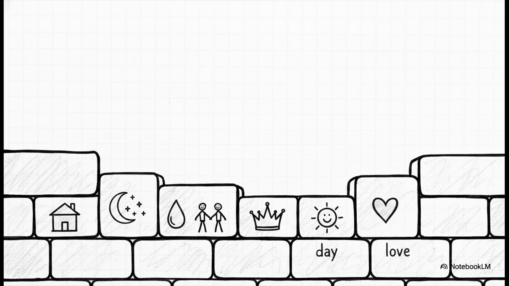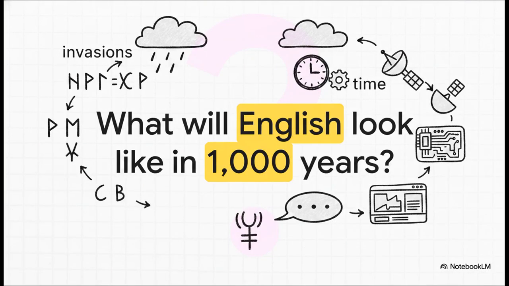Sure, the French influence brought us the fancy language of government and high society, but our most fundamental, basic human experiences, those are still described using the language of the Anglo-Saxons. Ultimately, what the story of Old English shows us is that language is a living, breathing thing. It never stops changing, it adapts to invasions, new technology, and just the steady march of time.